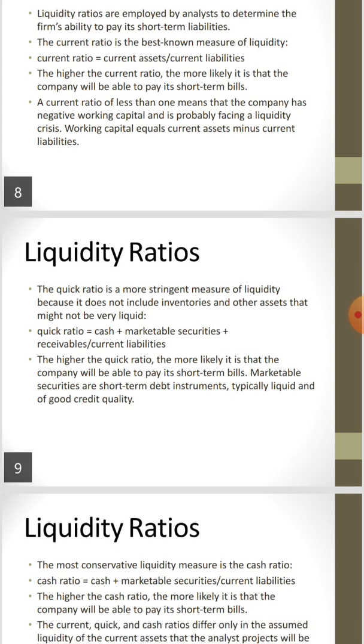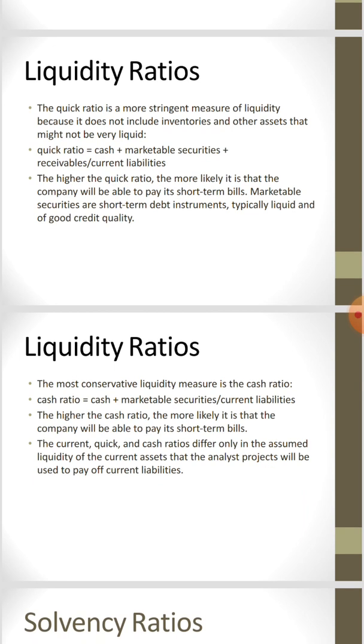Then finally, under liquidity ratios, we'll look at the cash ratio. Under the cash ratio, we say that the cash ratio is equal to cash plus marketable securities over current liabilities. So the higher the cash ratio, the more likely it is that the company will be able to pay its short-term obligations.